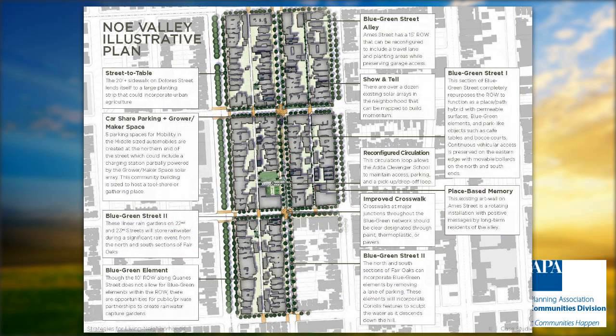Although we were really focused on the alley itself, the 2 blocks of the alley, the exercise really expanded. The use of the patterns illuminated other opportunities to create value, and that expanded the study area to these 5 blocks instead of just the interior alley. And you can see some of the patterns that were in use: the street to table, grower maker spaces, blue-green streets was a big one, the show and tell piece.